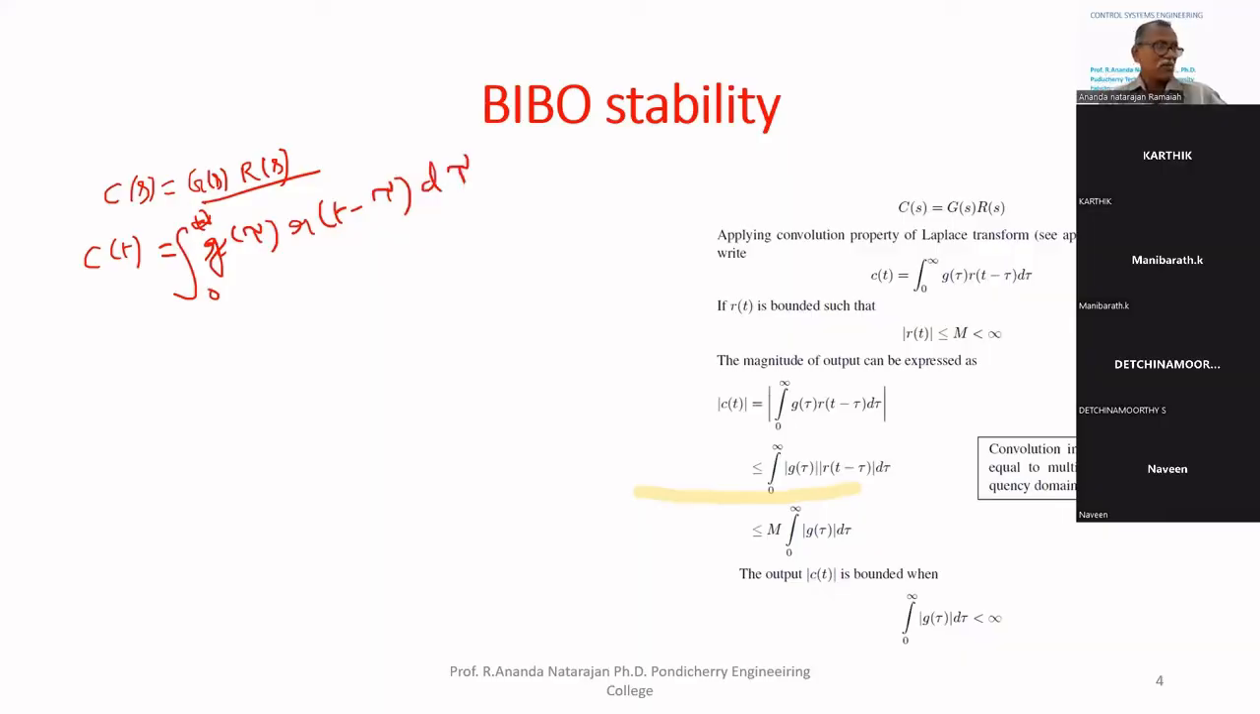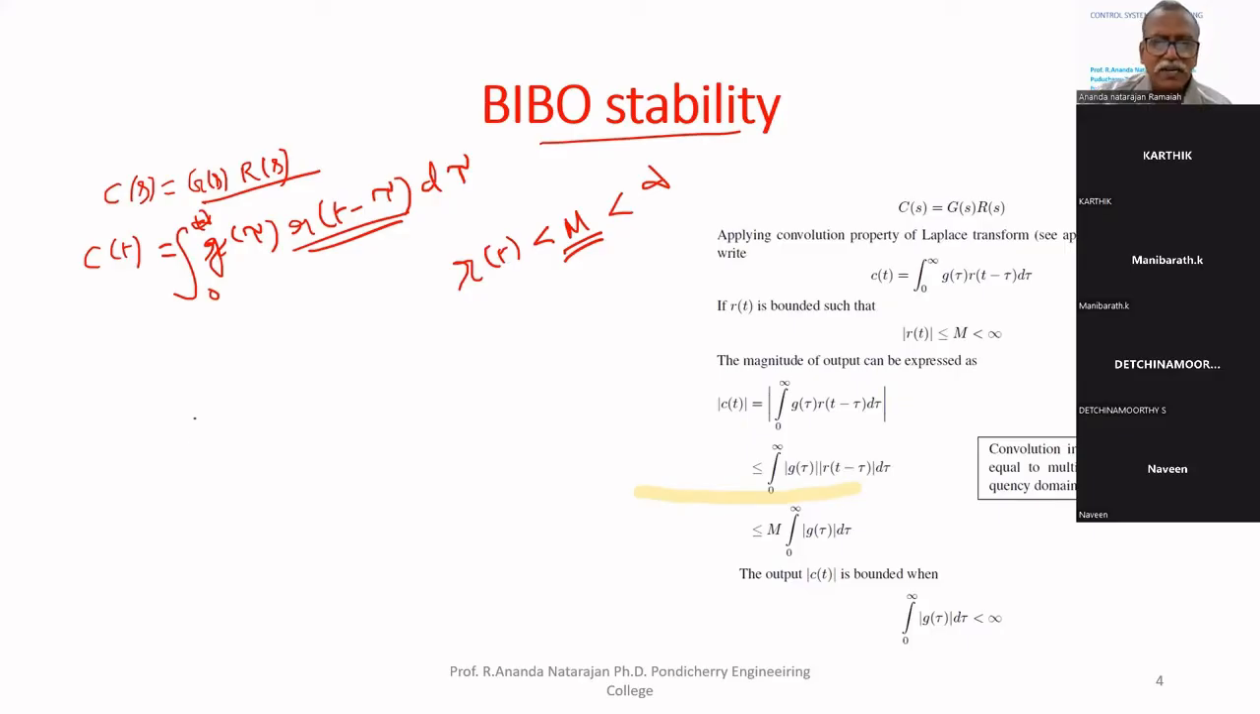Convolution in time domain. What is BIBO stability? Bounded input: R of t minus tau is bounded. That is, modulus of R of t is less than M, less than infinity. M is a measurable quantity. R of t is measurable, bounded input.